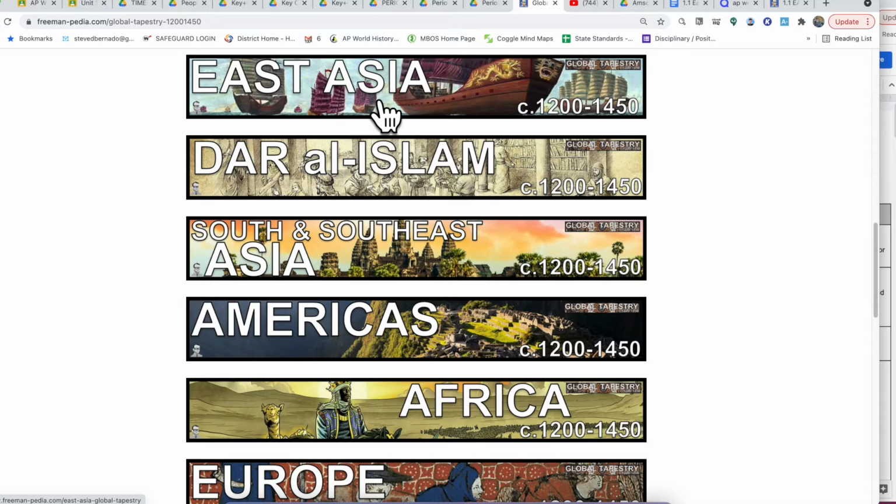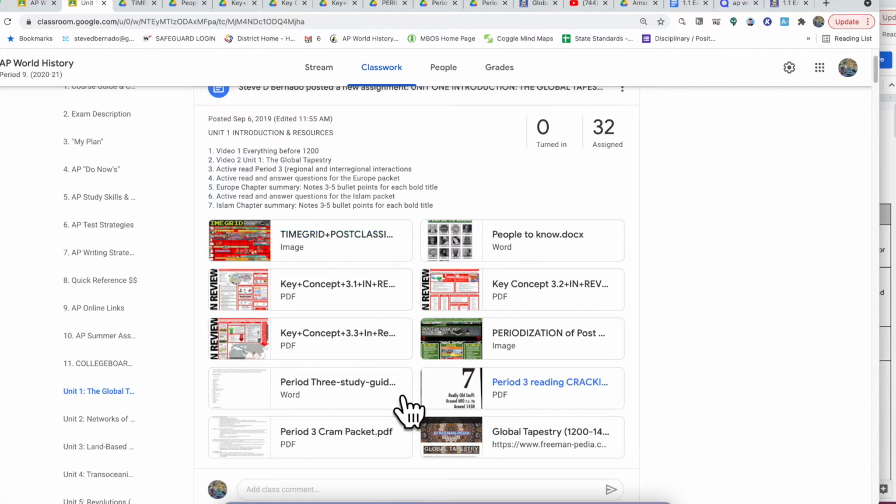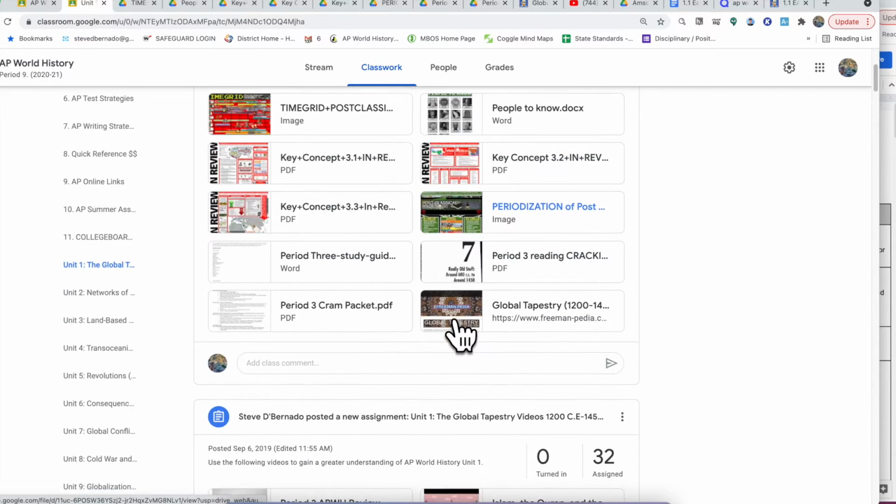This is all supplementary. It's not mandatory, but it's for you to decide how deep you want to dig and how much you want to master the material. Okay? So this is for all of Unit 1. Now I'm going to scroll underneath.